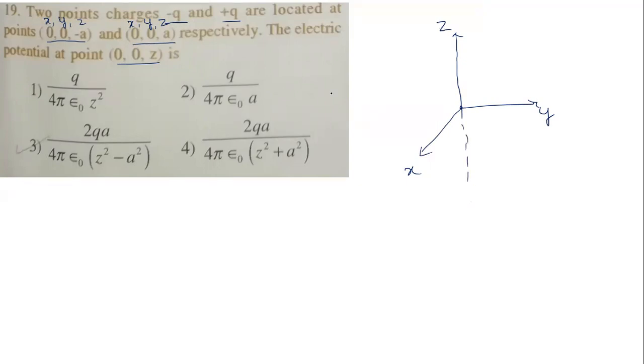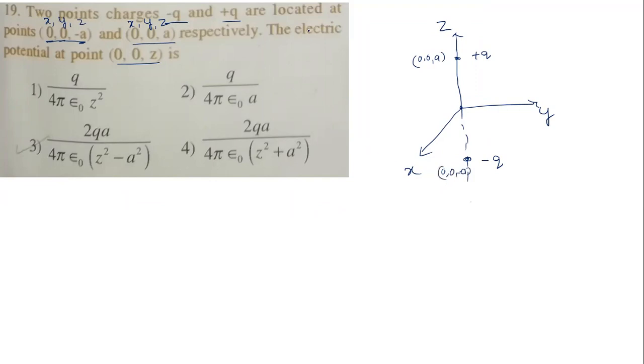Now, where are the charges located? See, x value 0, y value 0, and this value minus a. It means one charge is somewhere here, let us say minus q, and one charge is somewhere here, let us say plus q. This is (0, 0, a), and this is (0, 0, minus a). These two are located now.